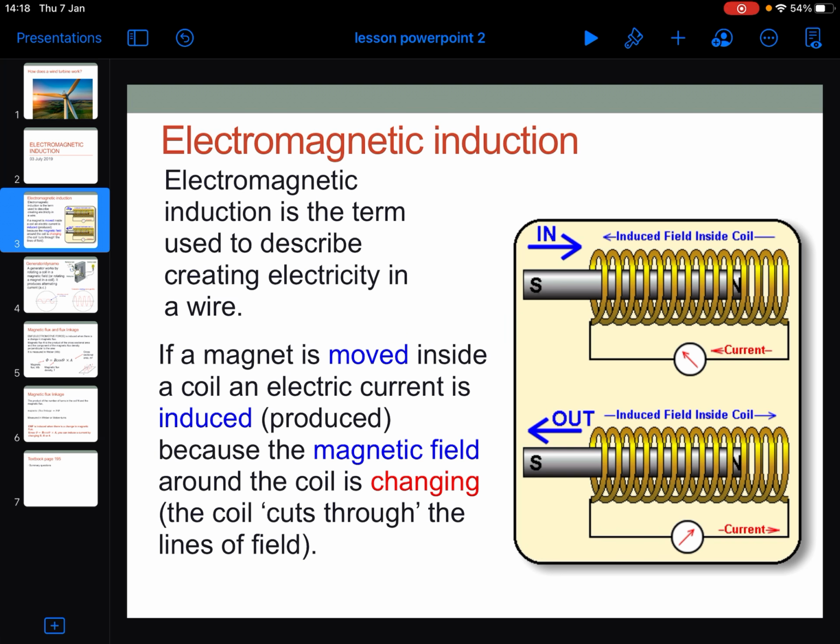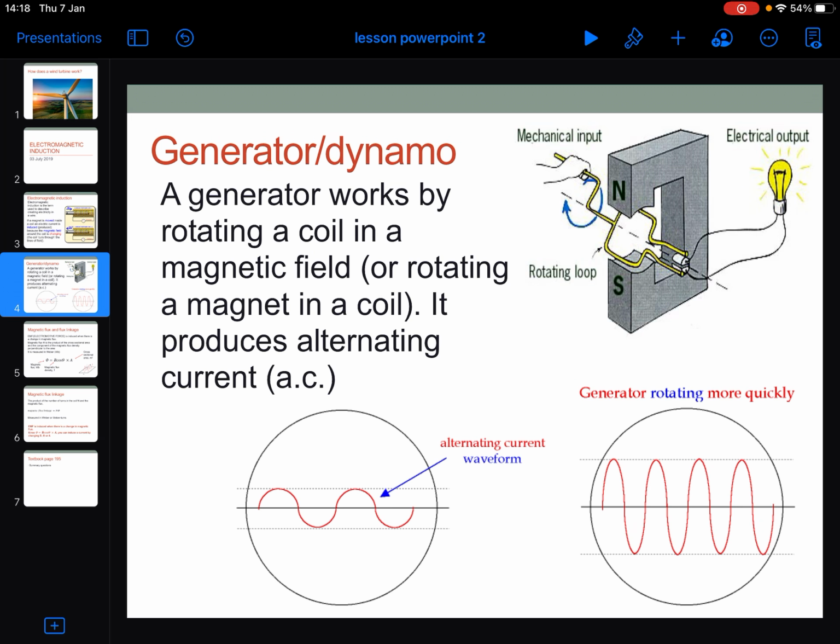So the next bit we are going to look at are generators and dynamos. Now good news, if you remember in GCSE, you did a lot about generators versus dynamos, AC versus DC, slip ring versus split ring. Good news, you don't need to know any of that in A level.